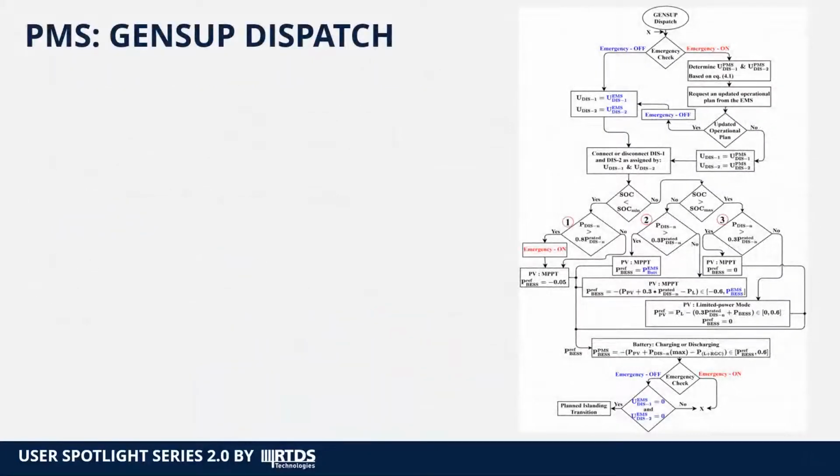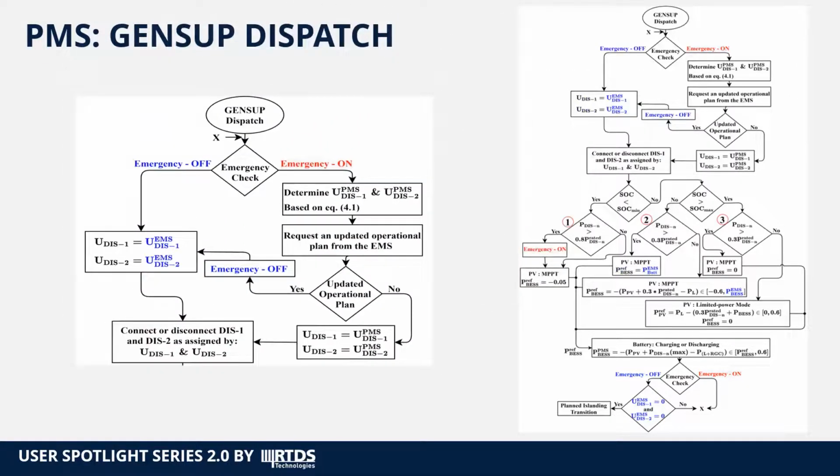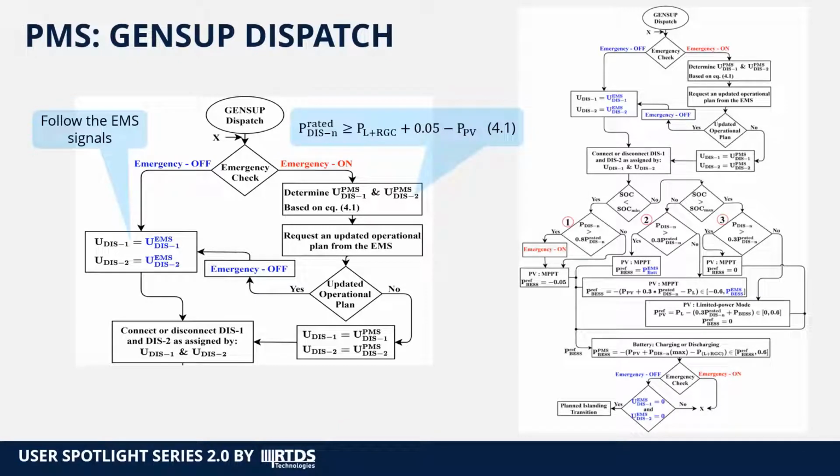A detailed flowchart for the dispatch functions was developed. For generator dispatch, when the diesel is on, we will start with the emergency check. If emergency is off, then the power management system will follow the energy management level signals for the diesel plant. Whereas if the emergency is on, the power management system enables the diesel plant that satisfies the load and reserve while charging the battery at a very low power.